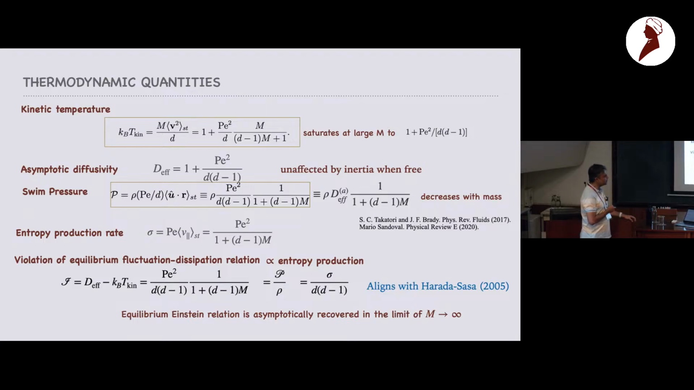The rest of the part is from activity. You see that this active part initially increases with inertia linearly, then saturates. So that's the kinetic temperature dependence. And it saturates to this value at large enough inertia.